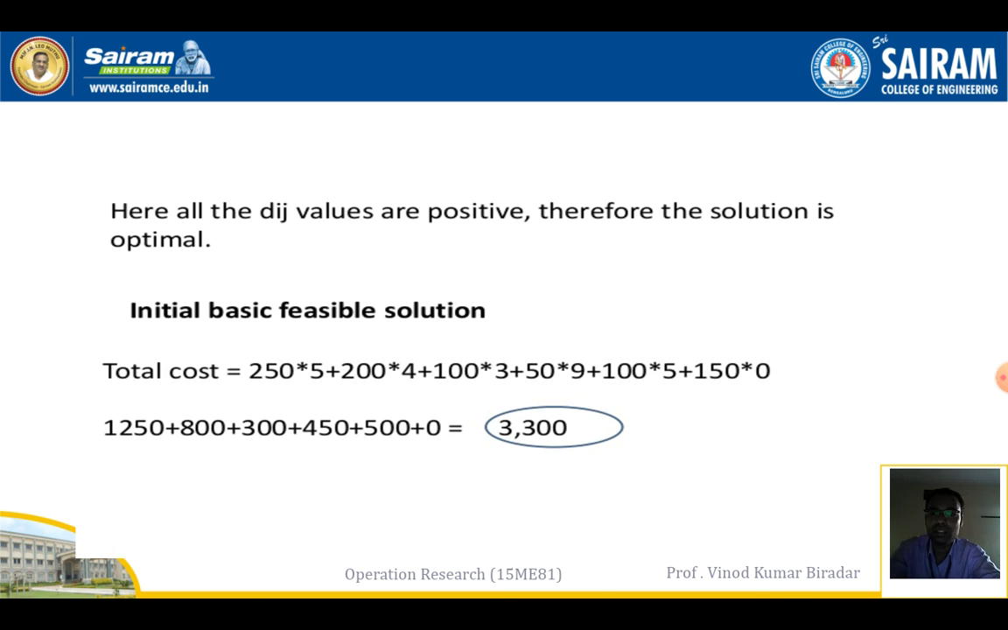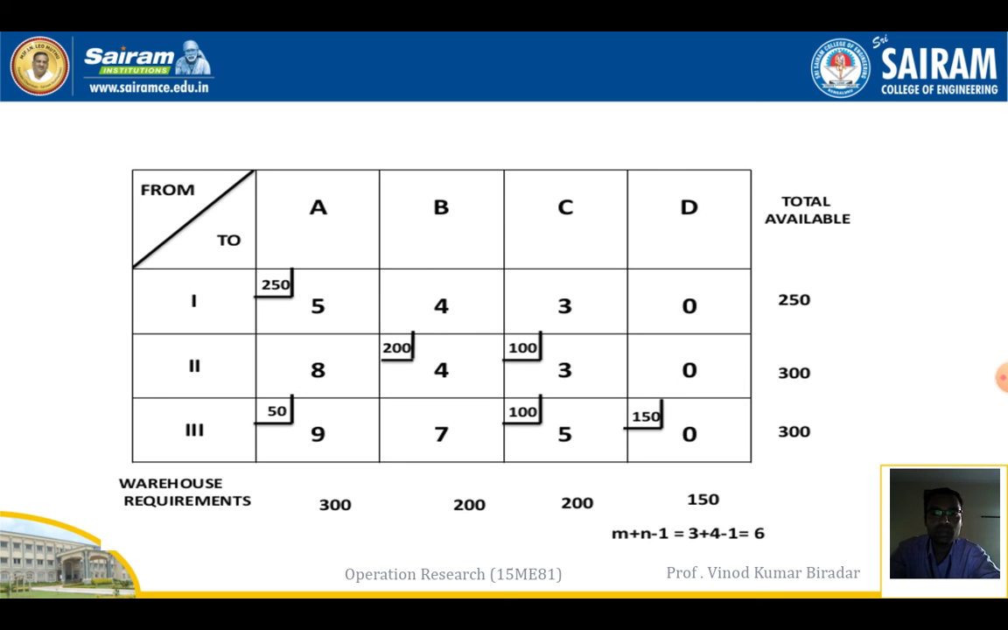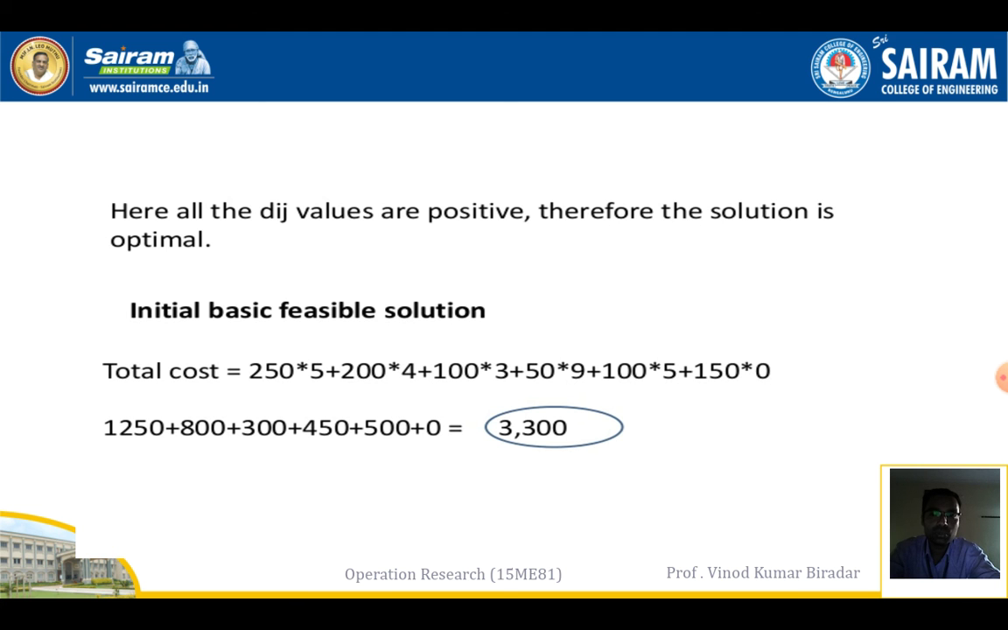You write here basic feasible solution are x11 is equal to 250, x22 is equal to 200, x23 is equal to 100 and x31 is equal to 50 and x33 is 100 and x34 is 150. This is about the basic feasible solution. And total minimum cost is just to multiply 250 into 5. Wherever you allocated, you multiply that, you will get the total minimum cost. Okay, 250 into 5 plus 50 into 9 plus 200 into 4 plus 100 into 3 plus 100 into 5 plus 150 into 0. So just multiply, you will get around 3,300 rupees. Okay, now this is about the total minimum cost.